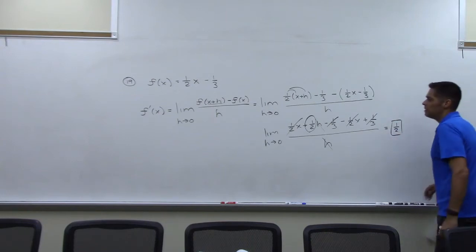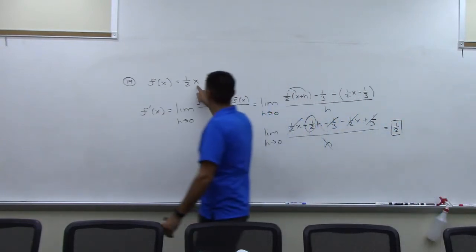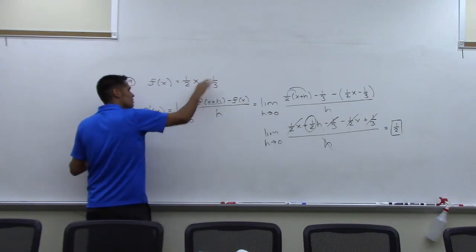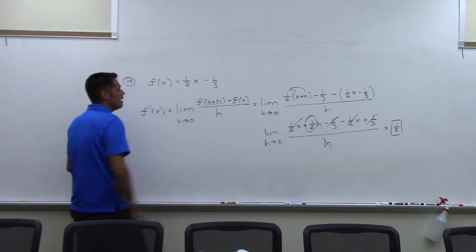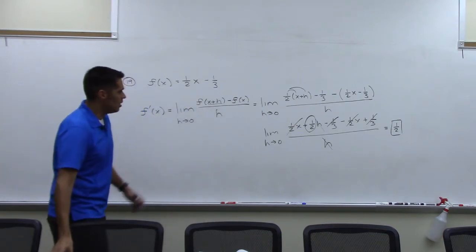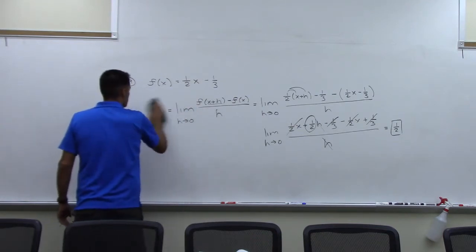And this makes sense because this is a line. And since you have a line, the slope of the tangent line should be the same as the slope of the line, and the slope of the line is 1/2. So it makes sense that that would be our answer. We have the same slope regardless.